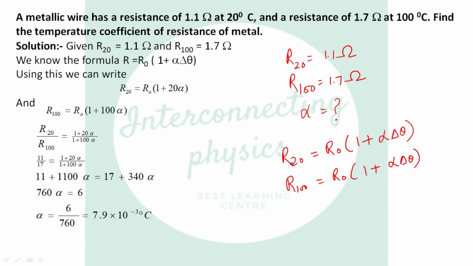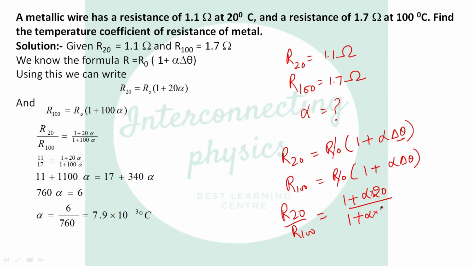Now let us divide this. R20 divided by R100. R0 cancels out, and we have 1 plus alpha multiplied by delta theta. What is delta theta for 20? It is 20, so multiplied by 20. What is delta theta for 100?